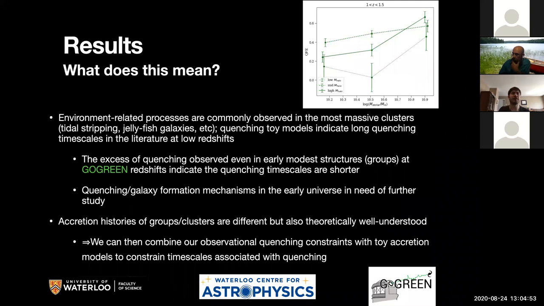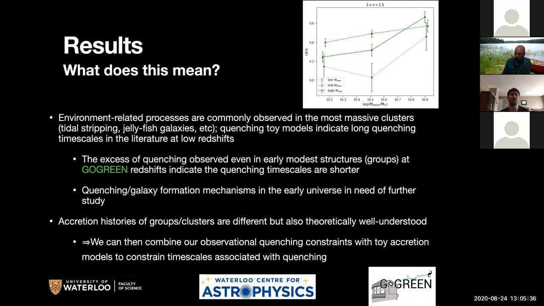I'll end with this slide with a few thoughts about what this means. We commonly observe environmental related processes in the most massive clusters. When people do quenching toy models, they seem to indicate long quenching timescales in the literature at low redshifts. In GOGREEN, we're seeing a very high excess of quenching observed even in early modest structures such as groups at these GOGREEN redshifts, which indicates that quenching timescales are actually shorter in the early universe.